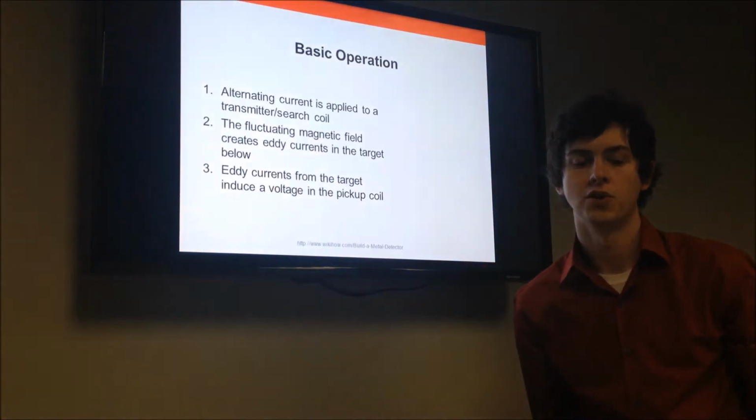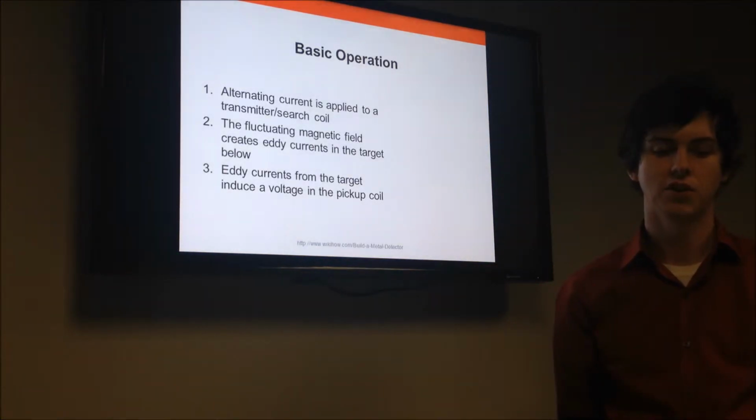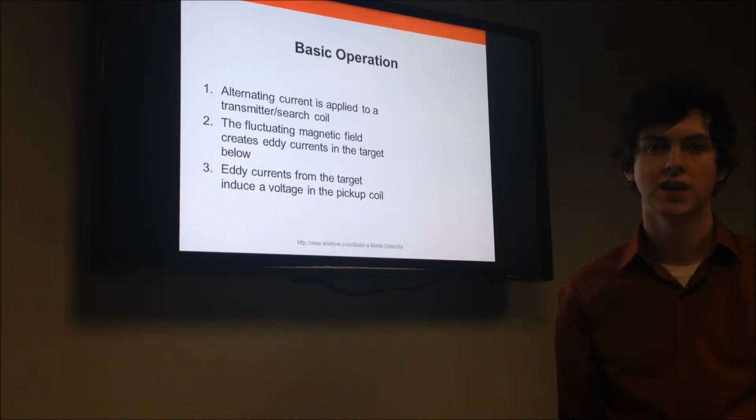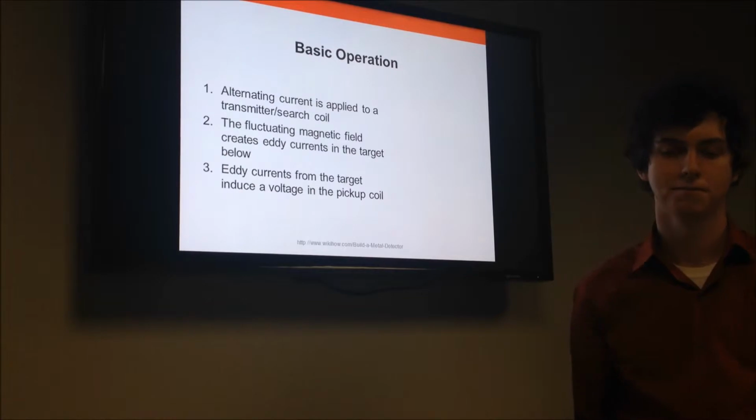I've explained that here in 3 steps. Again, the AC current produces fluctuating magnetic fields, which produce eddy currents in the object in the ground. The eddy currents also produce fluctuating magnetic fields, which produce a current in the pickup coil, and then that voltage is read off.